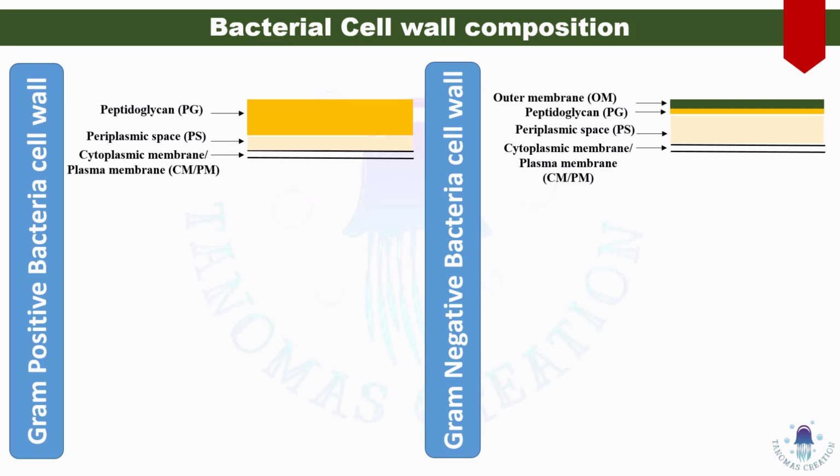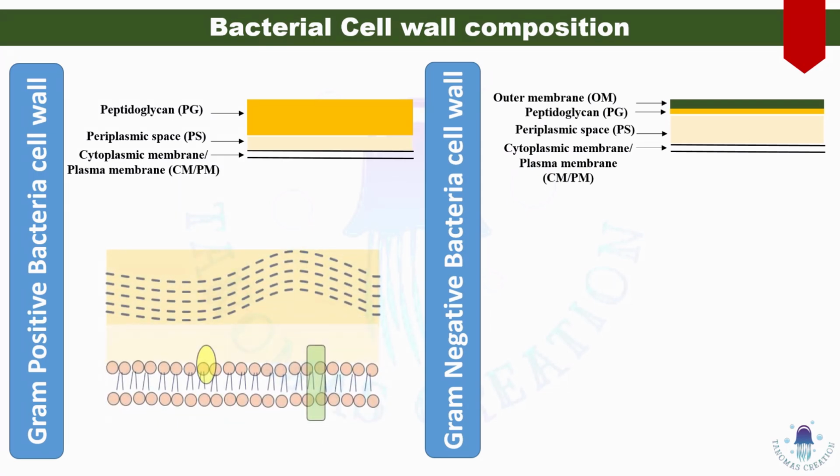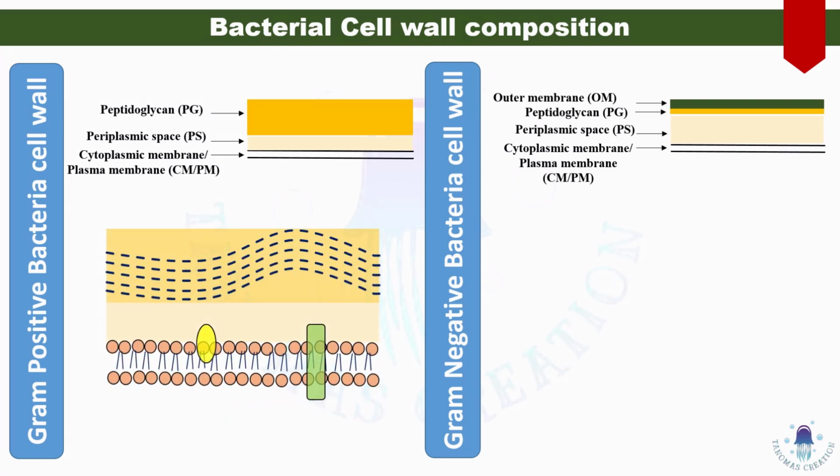So here we can see that the gram-positive bacterial cell wall has a thick peptidoglycan, followed by periplasmic space underneath, then the cytoplasmic membrane or plasma membrane. So this is the structure we can see. It's extensively cross-linked peptidoglycan. Therefore, the crystal violet is retained strongly.